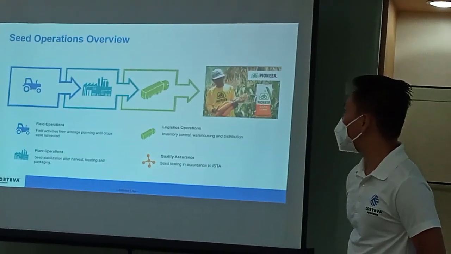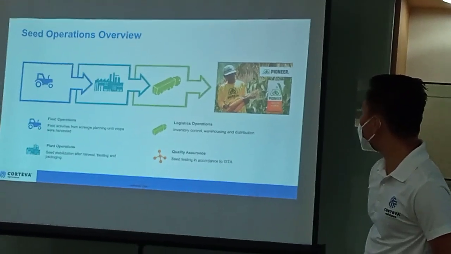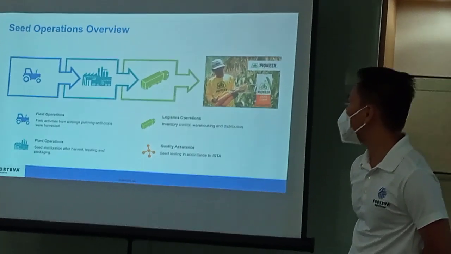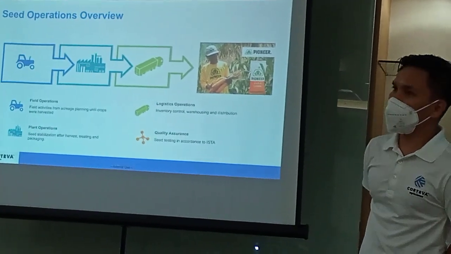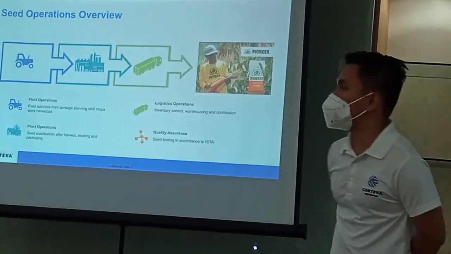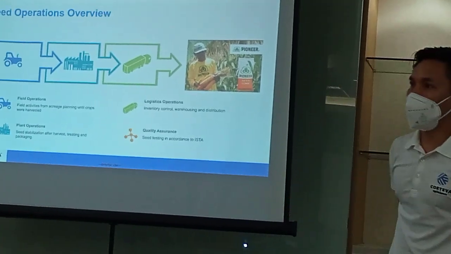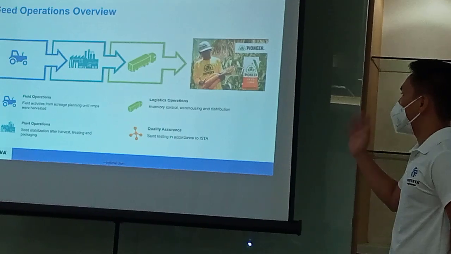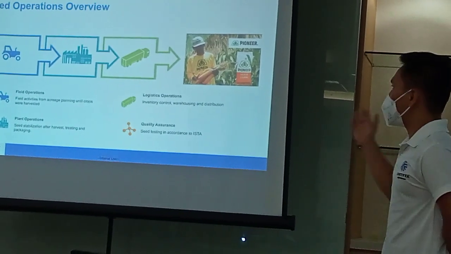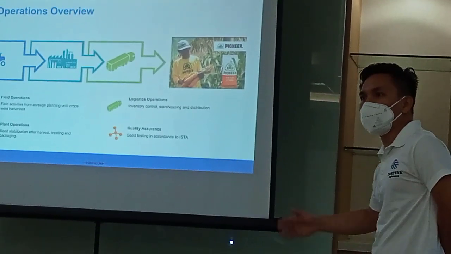For our seed production overview, there are 3 major operations. Alright, so these are the field operations, the plant operations, the logistics operations, and across these processes is our quality assurance.